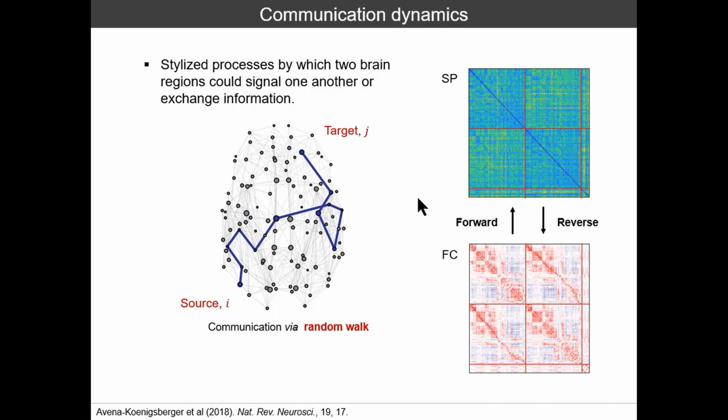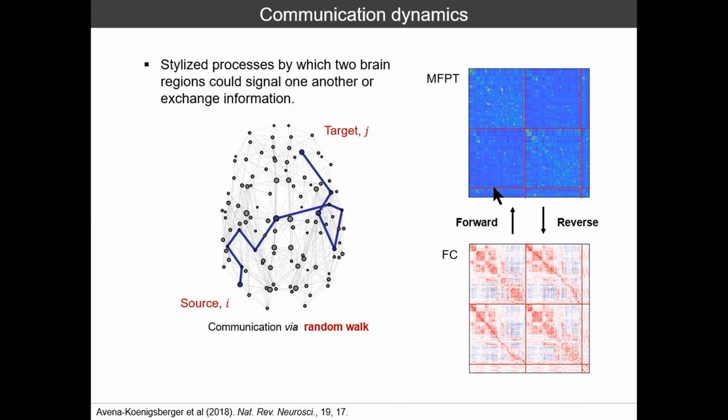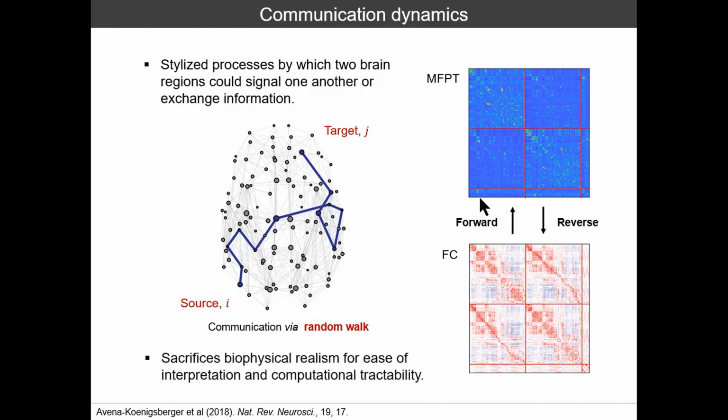We could also consider other processes. Instead of using the shortest path, what if you had a random walker with no knowledge about the network, just moving from one node to another, hopping along outgoing connections? We can try to summarize that process with something like a mean first passage time matrix. So how many steps on average would it take for a walker starting at this source to get to the target, for instance, and then build our models on the basis of these stylized kinds of communication processes. So we're sacrificing this biophysical realism for ease of interpretation, essentially.